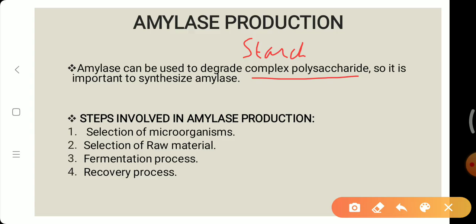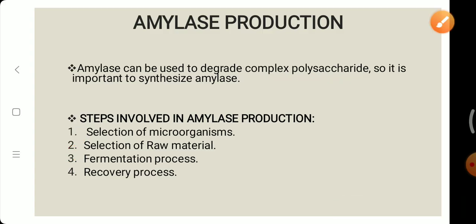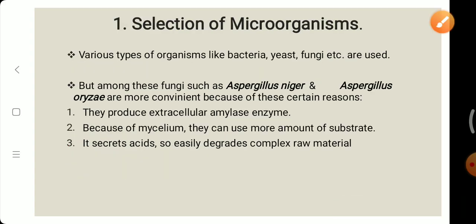Now we will see the steps involved in amylase production. First step is selection of microorganism. Second is selection of raw material. Third is the fermentation process, and the fourth is recovery. We will see each and every step in detail.